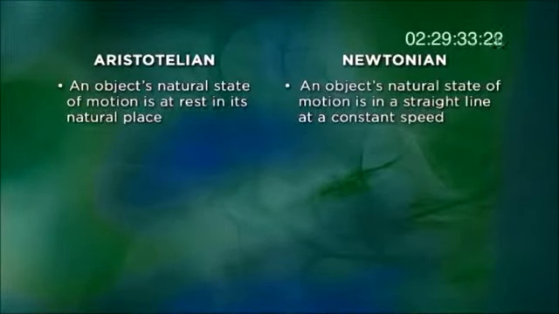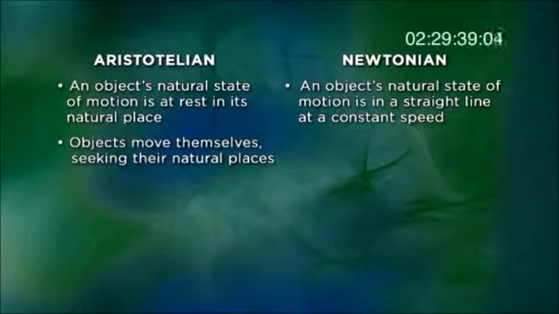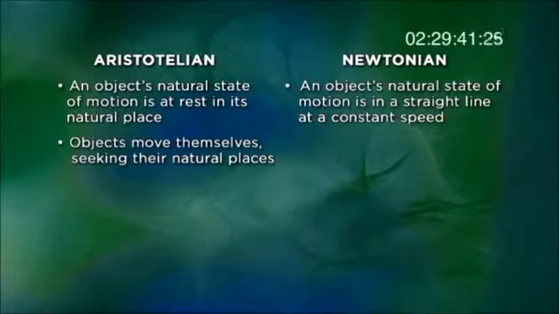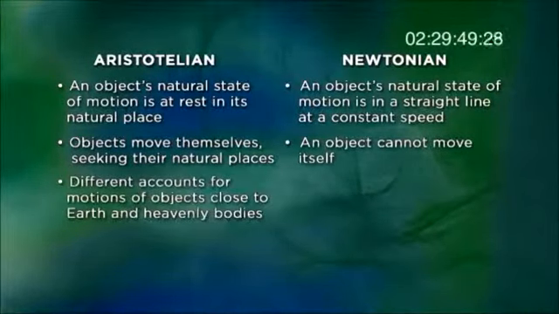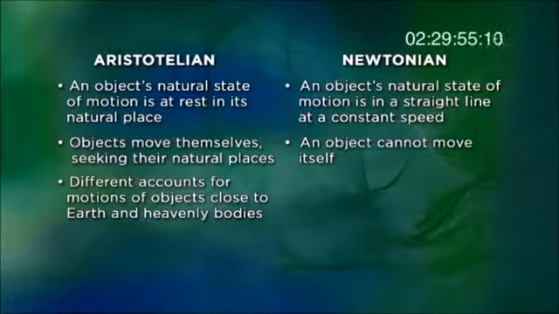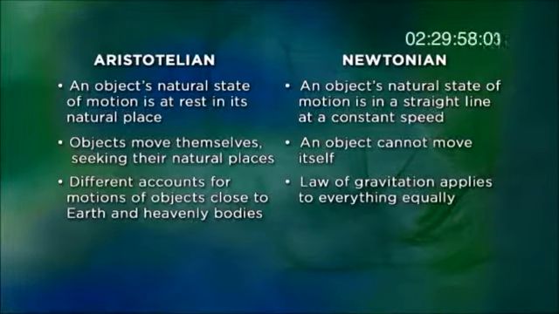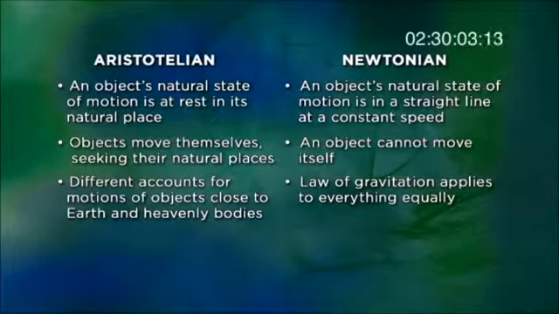Aristotle said that an object's natural state of motion is at rest in its natural place. Newton has no natural places and says that its natural state of motion is in a straight line at a constant speed. Aristotle says that objects move themselves, seeking their own natural place. Newton says that an object can't move itself. Aristotle gives completely different accounts for the motions of objects close to the Earth and heavenly bodies. Newton's law of universal gravitation is universal. It applies to everything equally.